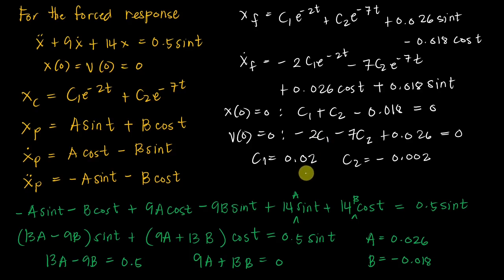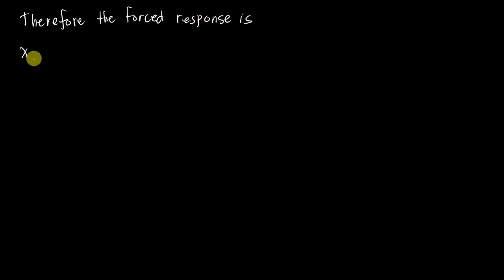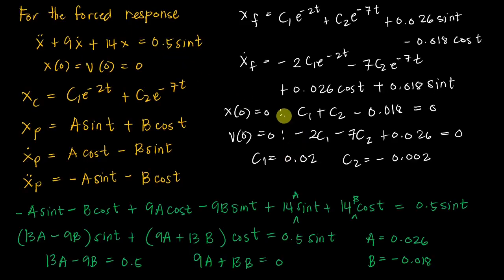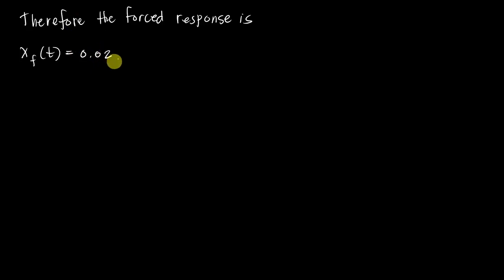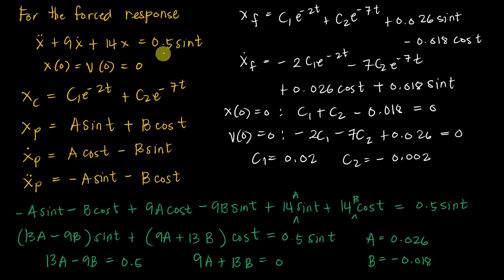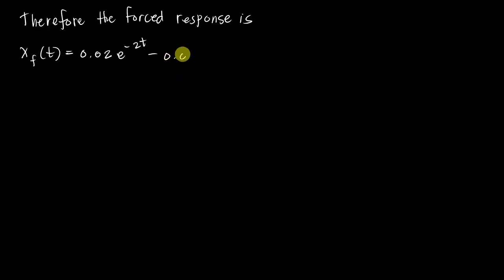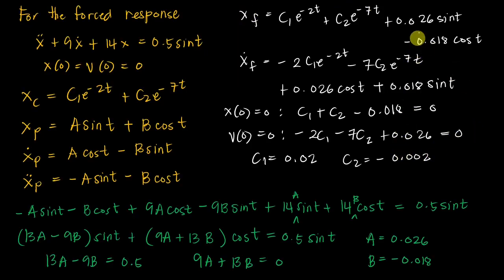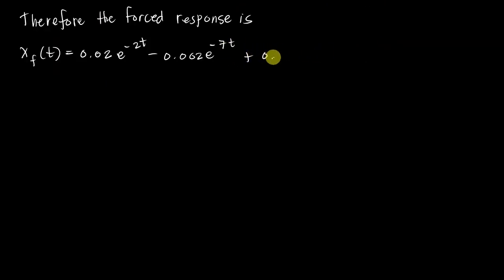So, we can now write the forced response. Let's write it here. Therefore, the forced response is C1, which is 0.02, 0.02 e raised to negative 2t, minus 0.002 e raised to negative 7t, plus 0.026 sin t minus 0.018 cosine t. So, we now have the forced response.